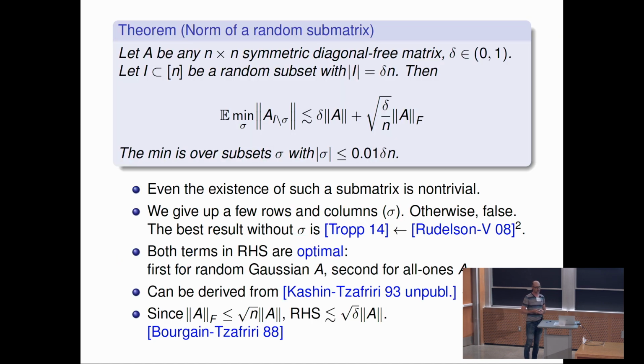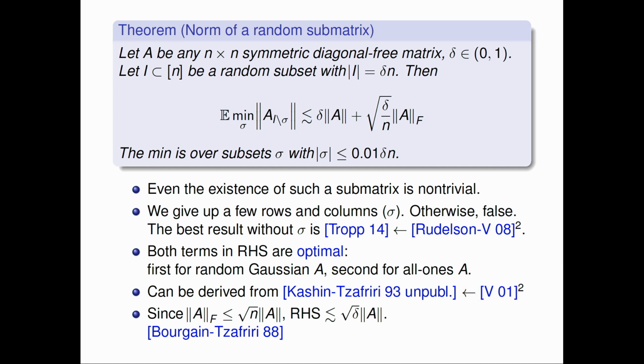And here I would like to show you an example of another theorem that should have been known before, but I didn't find it anywhere. This is a cute question. You take a given matrix, not random, but you are asking what's the norm of a random submatrix of it. So you take an n by n symmetric, and let's say diagonal-free, matrix, and you have a parameter delta, and now you want to cut out a delta n by delta n submatrix, and ask what's the norm of that thing.